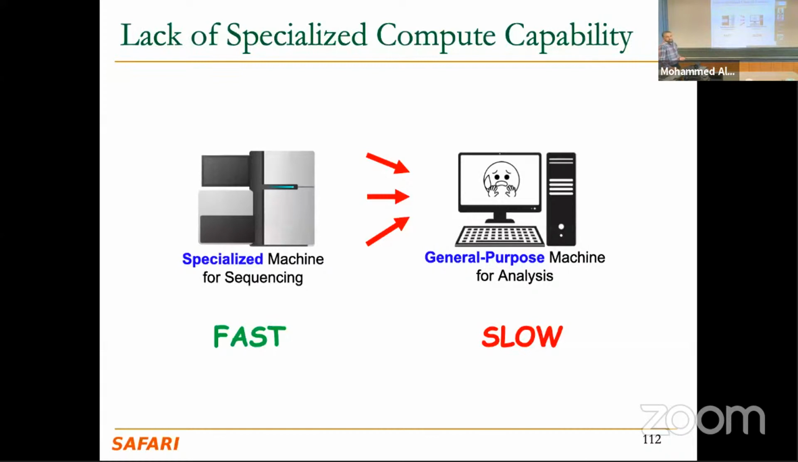The second fundamental reason: we are using specialized machines for sequencing, but general-purpose machines for the analysis, which doesn't make sense, right? If you are investing in sequencing and the analysis is a must step after sequencing, then both of them should be specialized. You have a machine that knows exactly what the needed operations are and only performs these operations in a very efficient way.